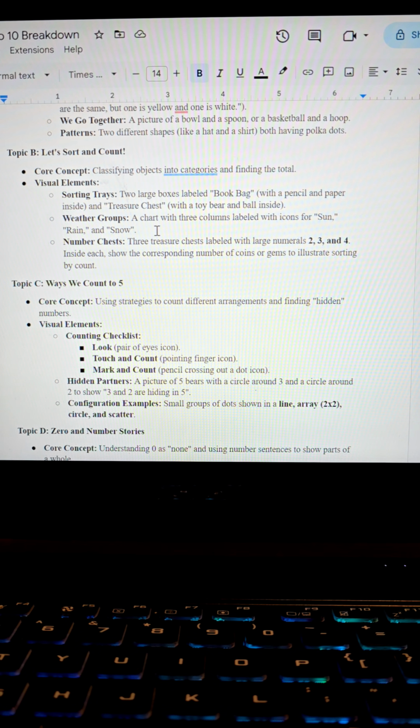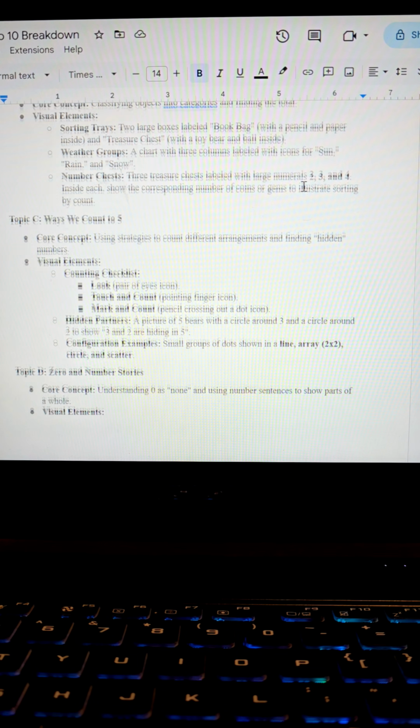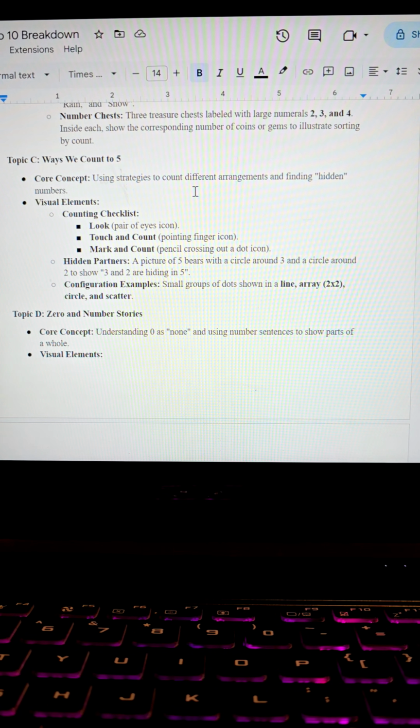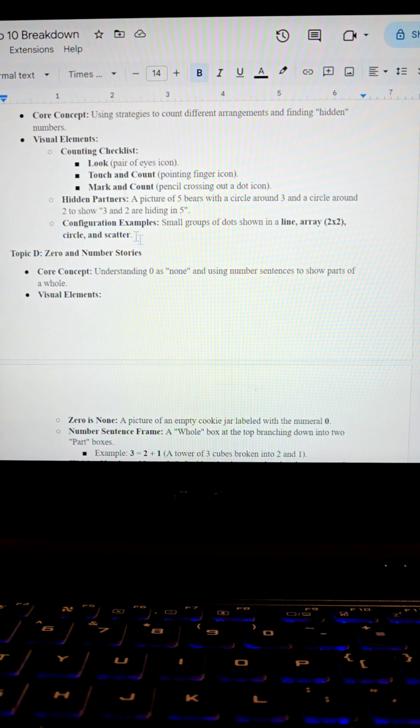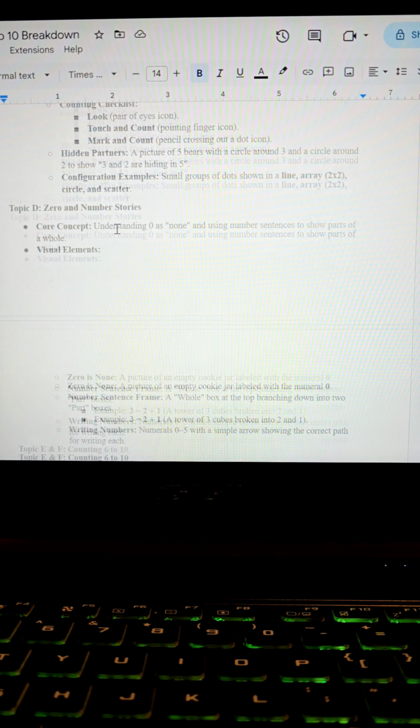And then sorting trays, because there are different ways to sort, and then the weather groups, a way to sort in a chart, and a number chest, and then this one is showing the corresponding number of coins or gems to illustrate the sorting by counting. So if the chest had 2, they would put 2 coins or 2 gems. And down here we did the look, touch, and count, and mark and count, the hidden patterns, and the configuration examples, which is line, array, circle, and then scatter.